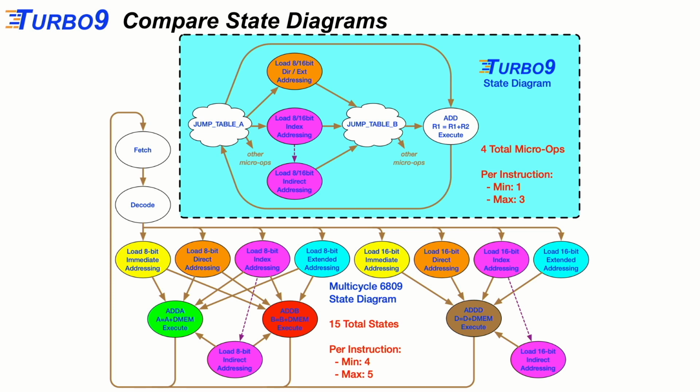And then for indirect addressing, you would go through the jump table. You would go into your index addressing and say, oh, no, this is just the address to the data. So then you have to go to that address, get your data, and then go to the execute state, which gives you a maximum of 3 cycles. Compared to that, our multi-cycle theoretical 6809 would have a minimum instruction cycle time of 4, maximum of 5, with a total of 15 different states that you'd have to put in your state machine, whereas in the Turbo9 state diagram, you only need 4 different states.